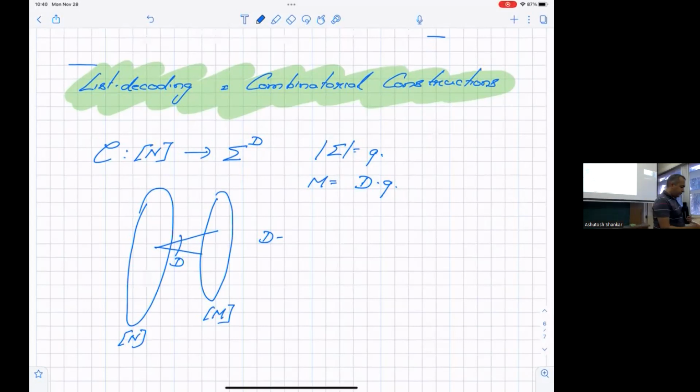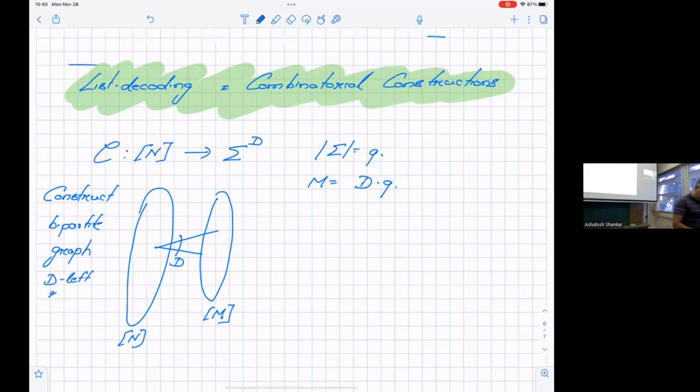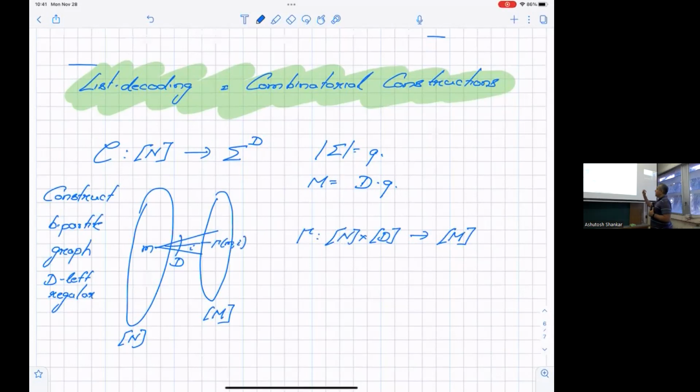Then from this code, let's construct this bipartite graph, which is going to be D left regular. So it is sufficient for me to specify gamma going from M cross T to N cross T. I'm going to give an M, I'm going to give an I. I have to do gamma of M, comma I. But I'll just tell you what the code is.